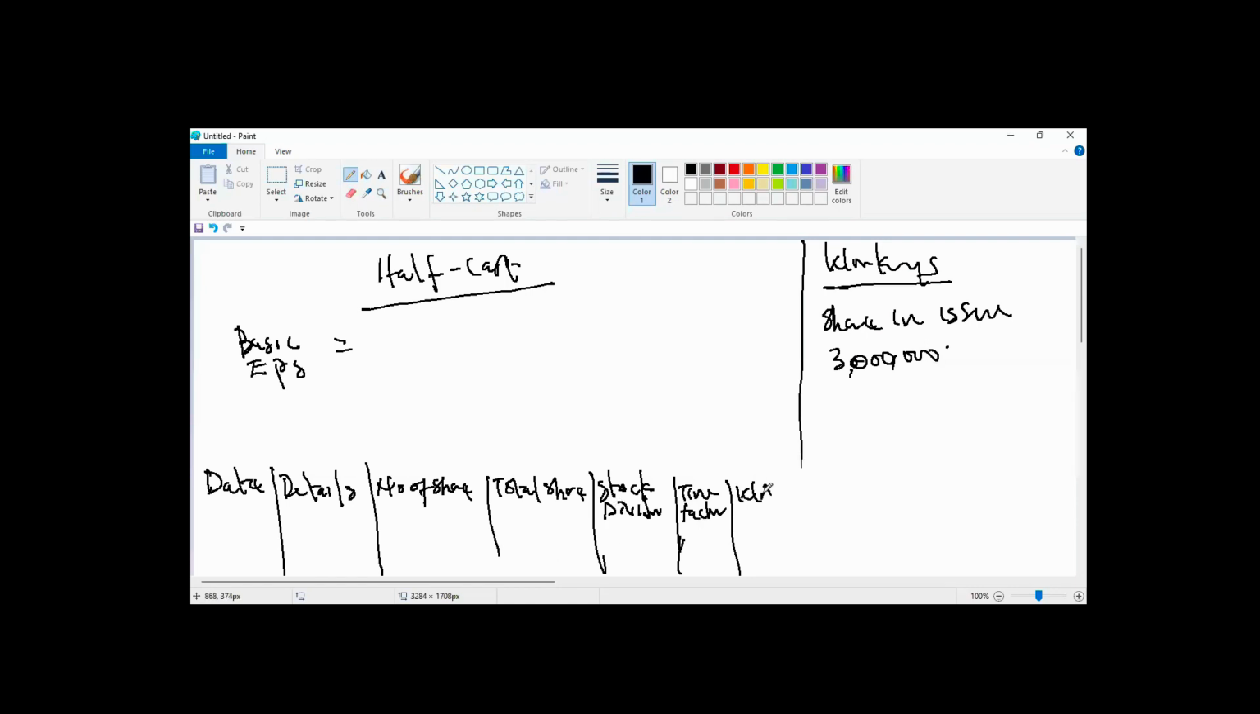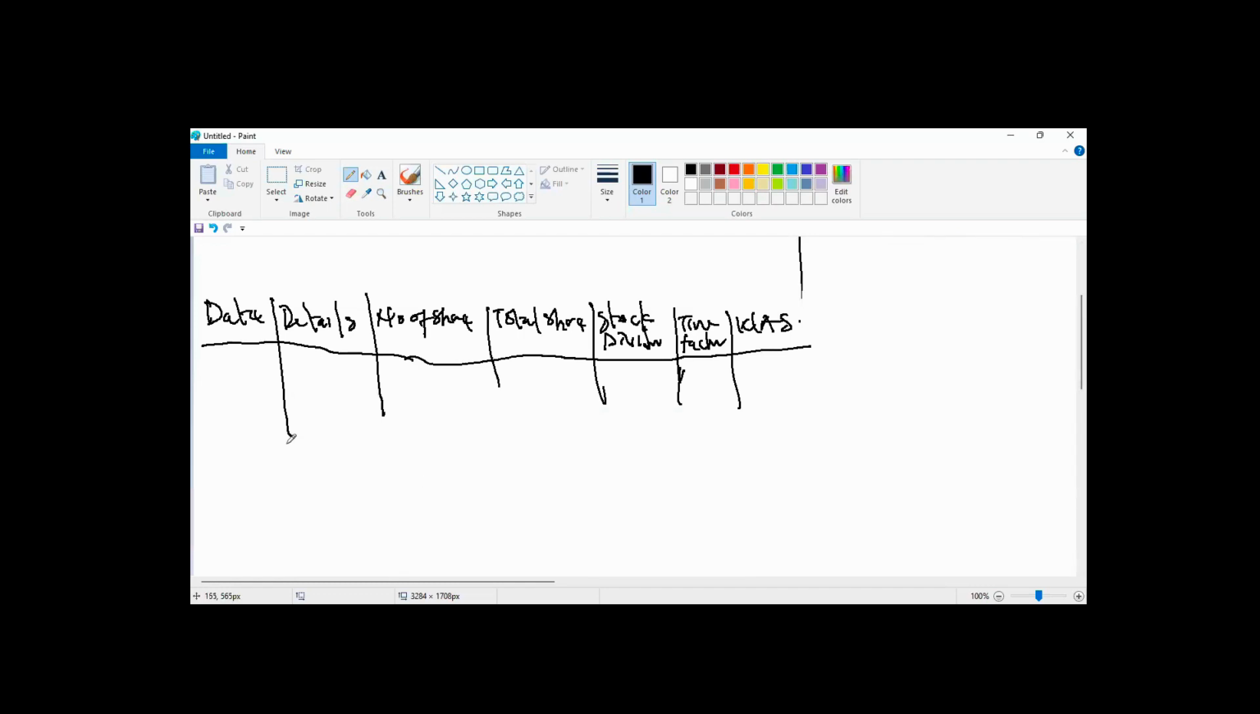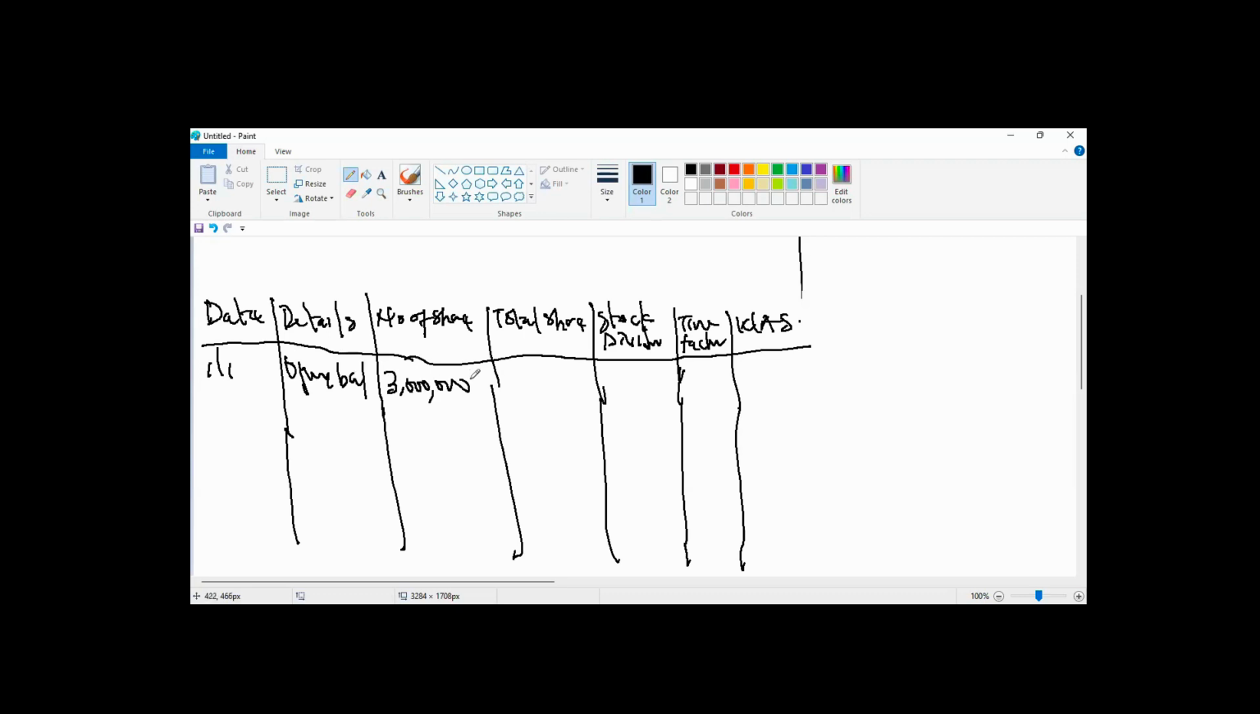Just weighted average shares. That's all. On 1st of January, opening balance. Total. Then 1st of March, fresh issue.